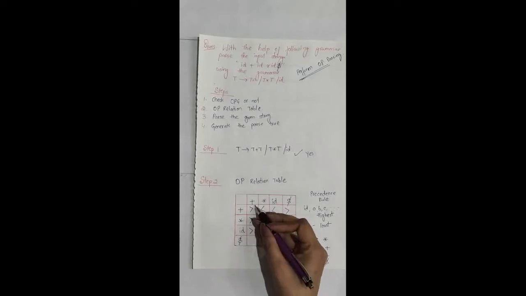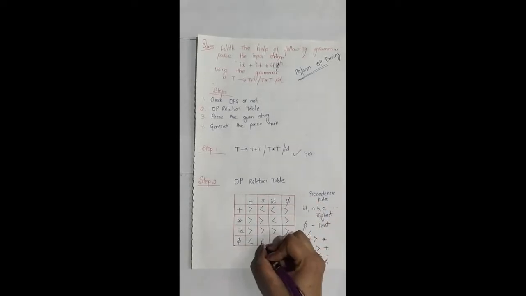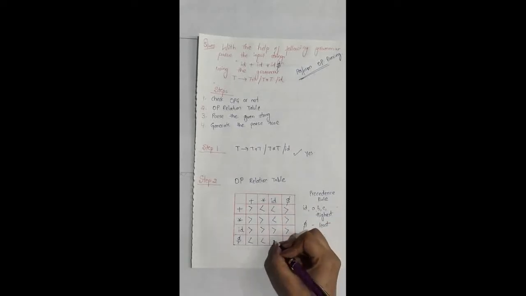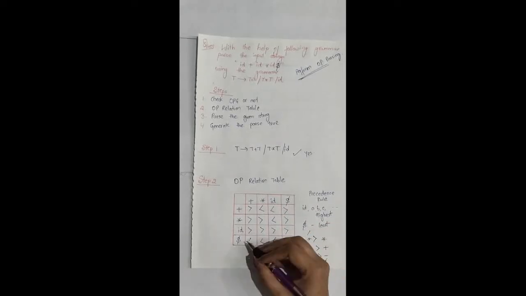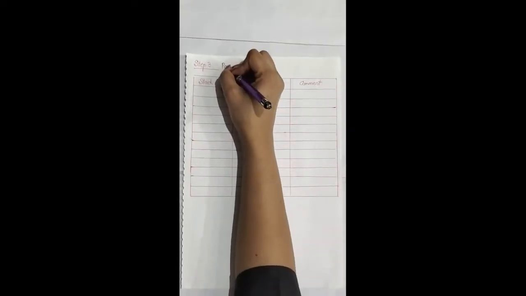Now dollar and addition, obviously addition. Dollar and asterisk, asterisk. Dollar and ID, ID. Dollar and dollar, except. Done? We are done with step 2. Now let's move to step 3. And what is step 3? Step 3 says we have to parse the given string.